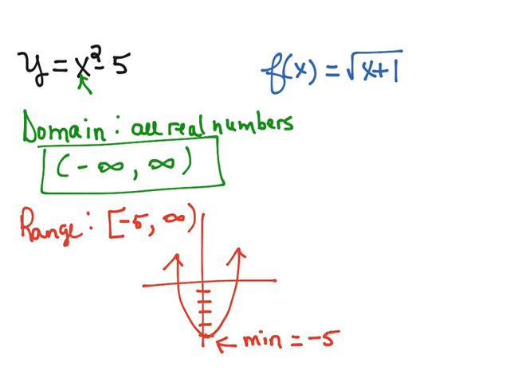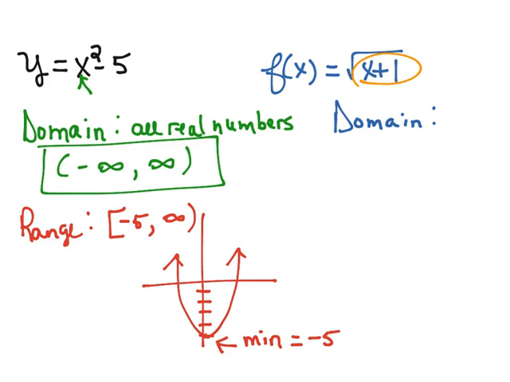On the next example, f of x is equal to the square root of x plus 1. And so our domain is going to be all the numbers for which f of x equals the square root of x plus 1 is defined. Now on this example, we are going to have a restriction because we know that you cannot take the square root of a negative number.